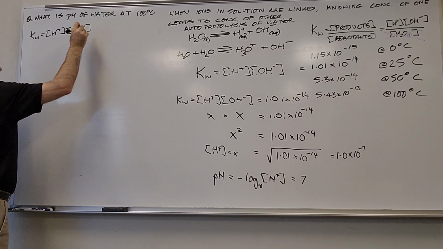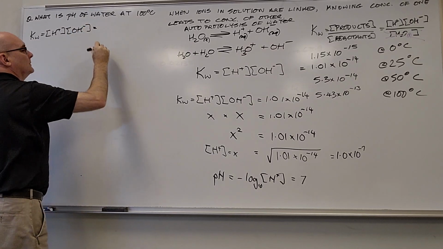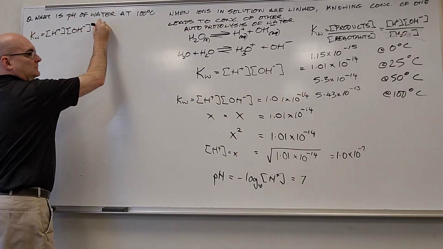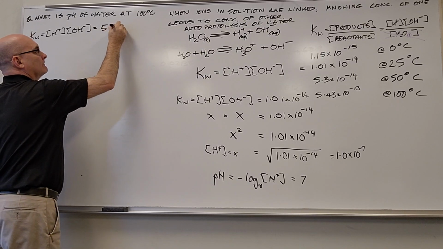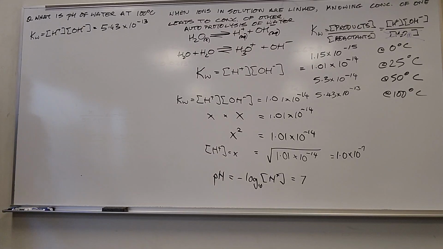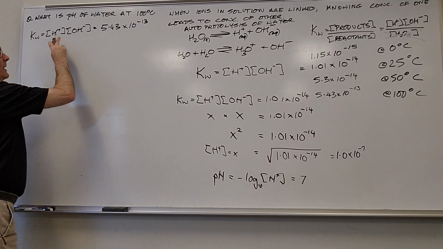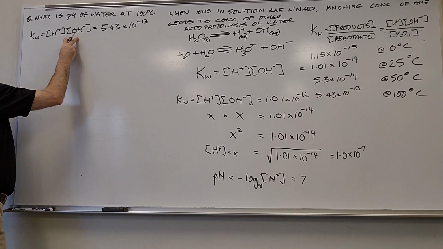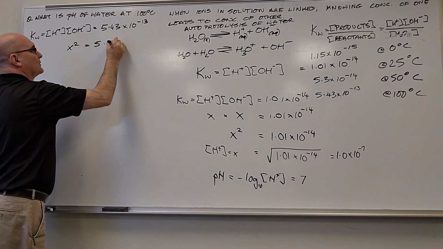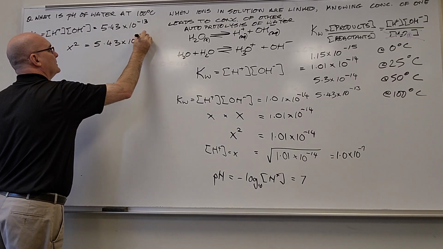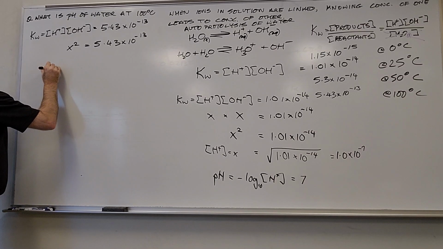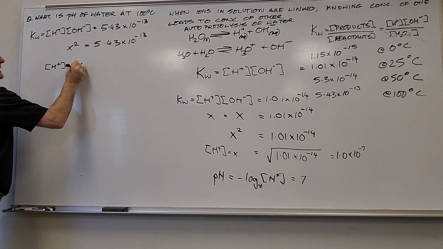Come up with a number. Share your number with your neighbor. If they match, then we know what we're doing. That number and that number have to be the same value. Okay. X squared is 5.43 times 10 to the negative 13. H plus is represented by X.